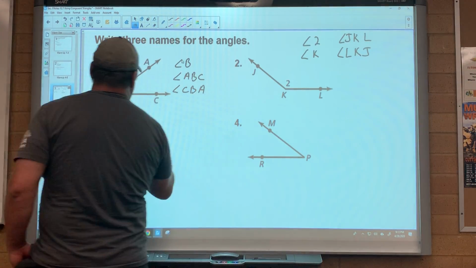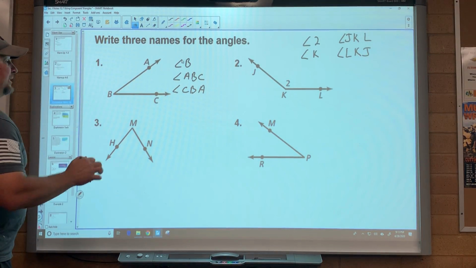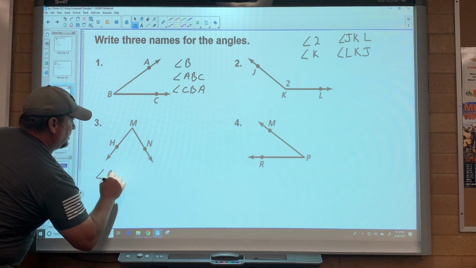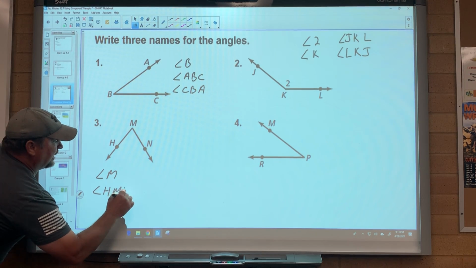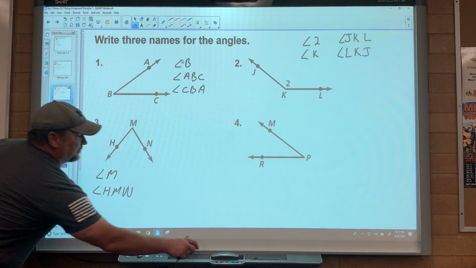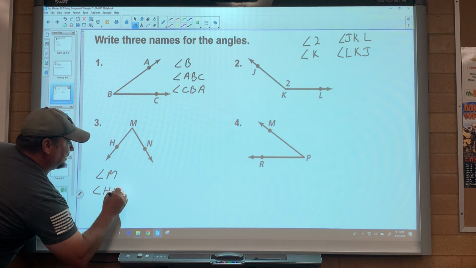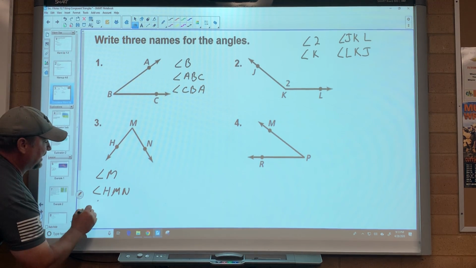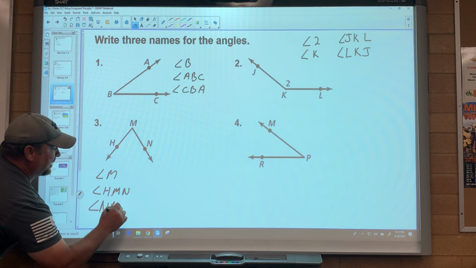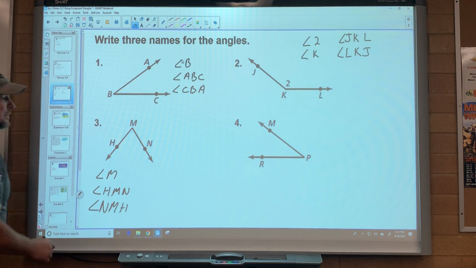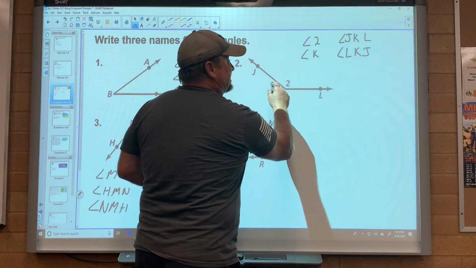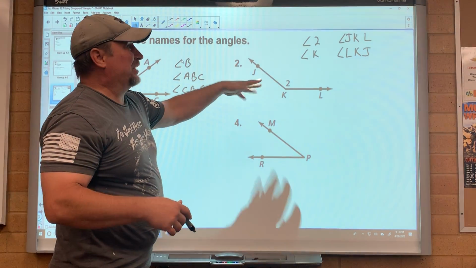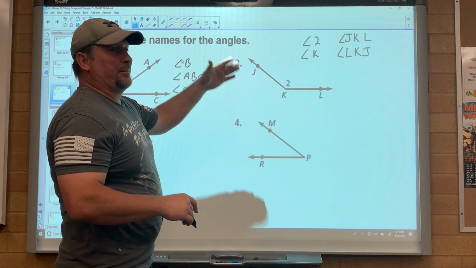All right, this angle right here could only be named in three ways. We could say angle M. We could say angle HMN. Sorry, my N is a little bit squiggly. And angle NMH. Those are the only three ways we can name that angle. I can't use a number because there's not a little number inside there. And that number does not signify the degree of the angle. It's just describing the angle.